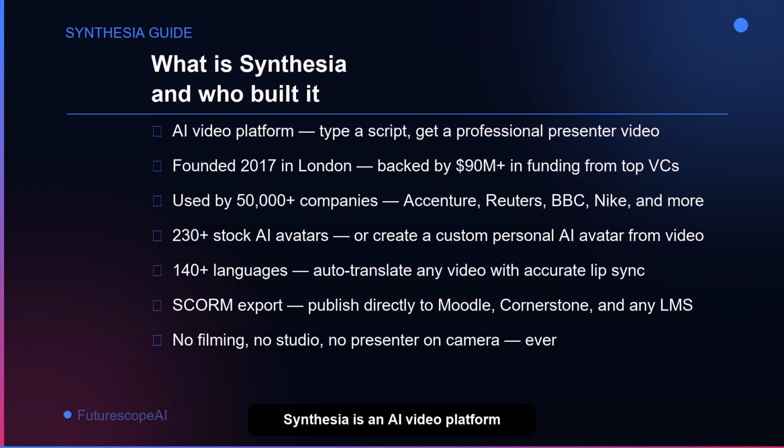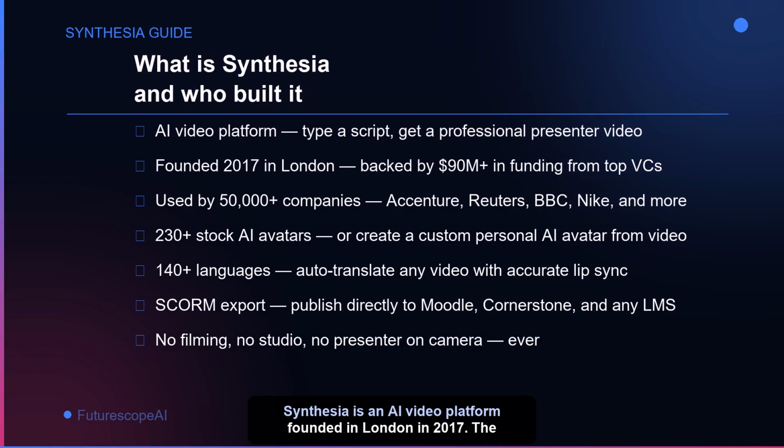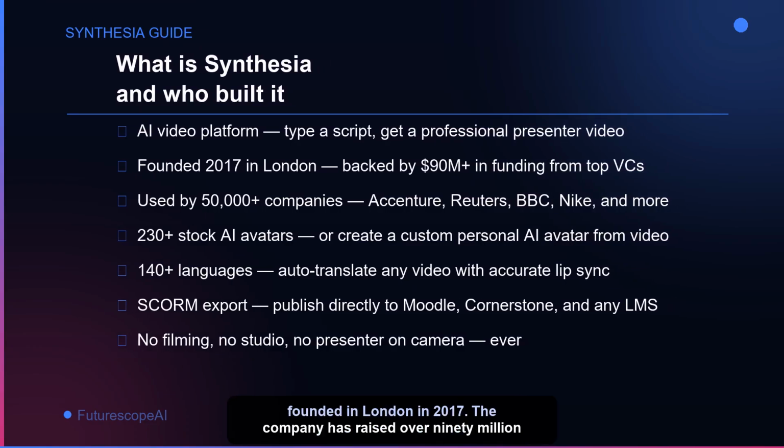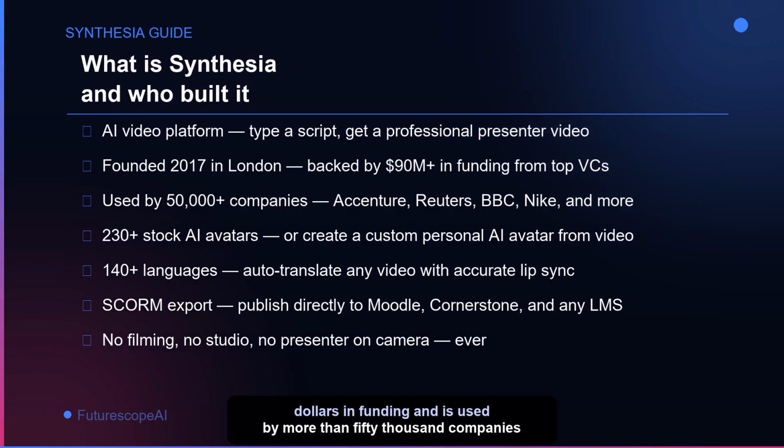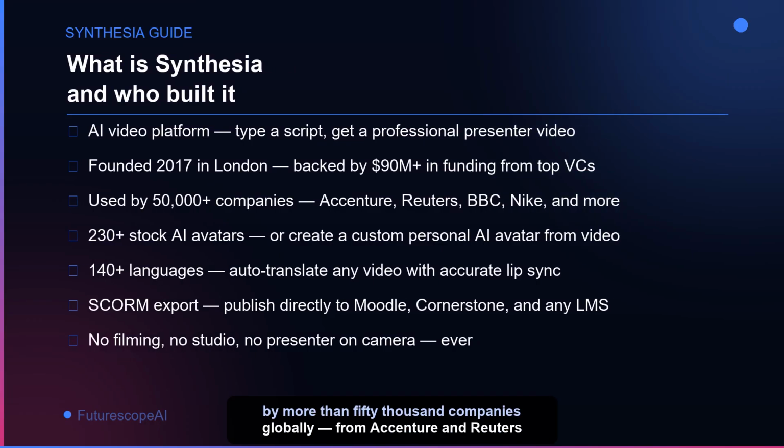Synthesia is an AI video platform founded in London in 2017. The company has raised over $90 million in funding and is used by more than 50,000 companies globally, from Accenture and Reuters to Nike and the BBC. The core workflow is simple: type your script, choose an avatar, generate the video. No camera, no studio, no presenter needed.